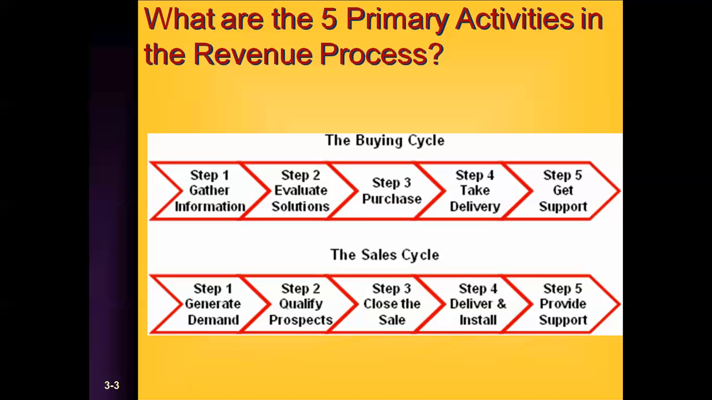Number 4 in the 5 primary activities is actually getting payment from customers, receiving payment. The company obviously has to bill the customer, and then they have to record the receipt of payment from that customer. Okay, so we've done 4. The last primary activity in the revenue process is providing customer support. And as we talked about, if a company has lousy customer support, people aren't gonna come back. If they have great customer support, they will.